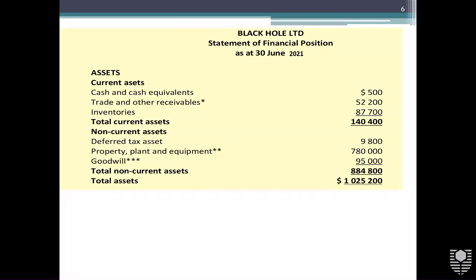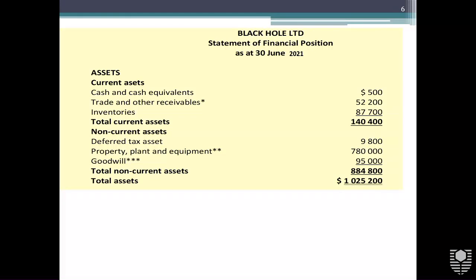Let's do our non-current assets. We've got a deferred tax asset there. The other thing to highlight is that they are in order of liquidity. It starts off with your cash, then your trade and other receivables and inventory, most liquid first. That is a requirement of AASB 101 that they be in order of liquidity. So not alphabetical order, not just in the order that you like, but order of liquidity. That's a presentation requirement.